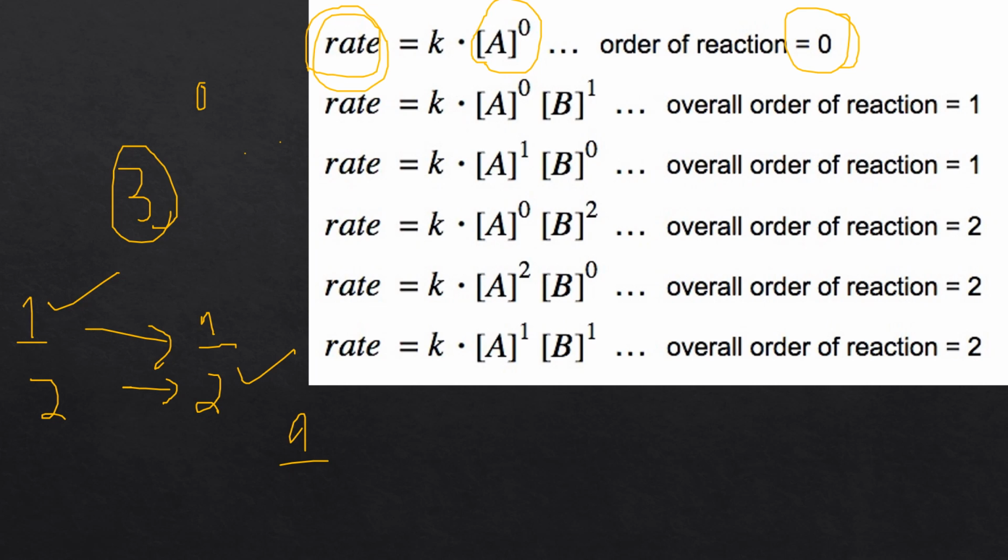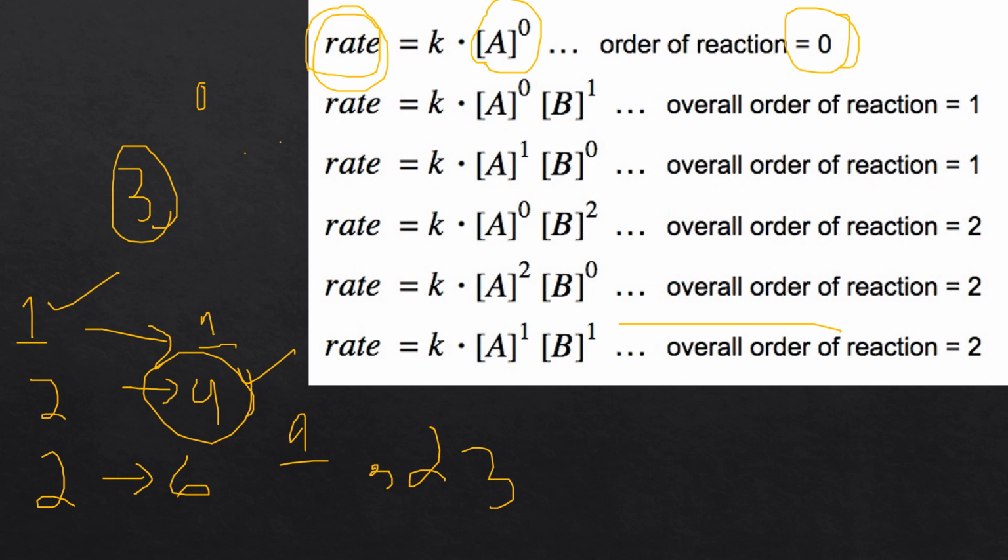If we double the concentration and the rate becomes 4 times, that means it is the second order. If we double it and it becomes 8 times, that means it is the third order of reaction. This is the basic concept behind the order of the reaction. Let's have a look at another example.